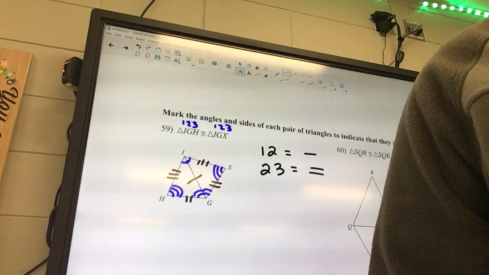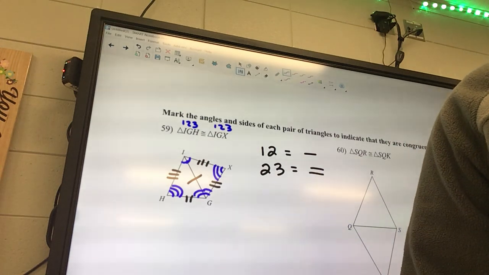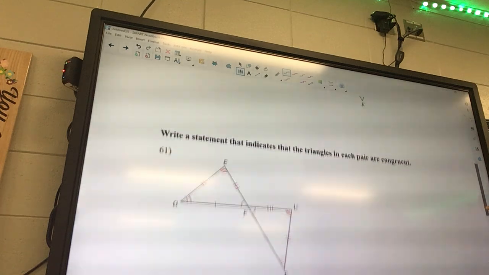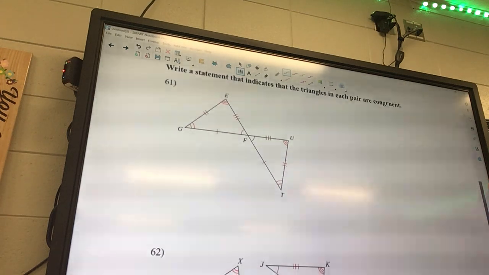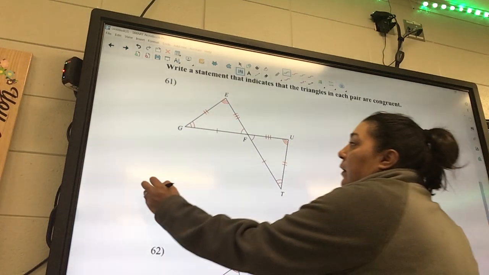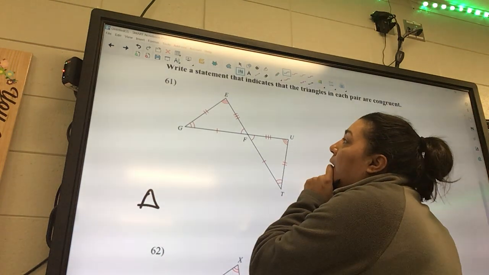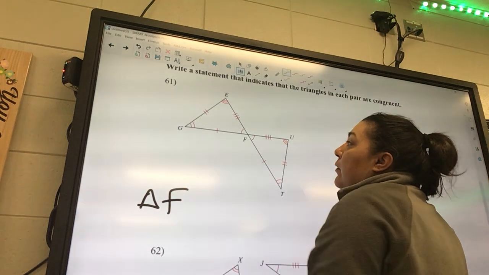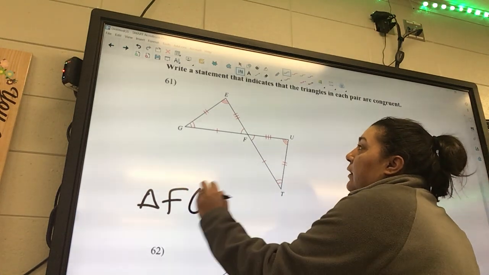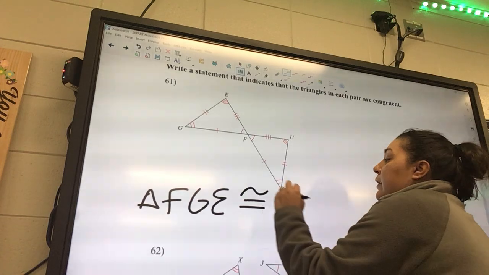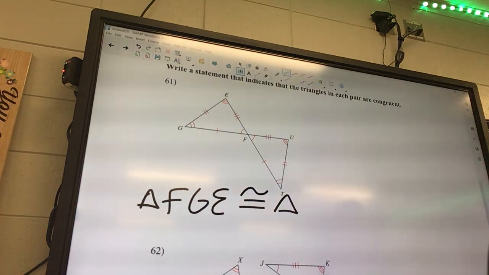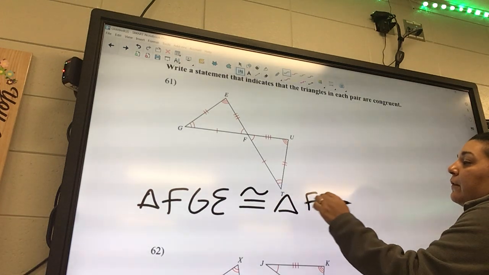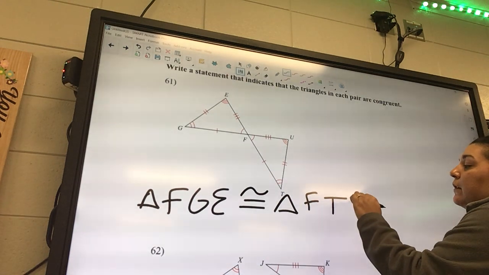Okay, and last one, 61, it wants us to write a congruent statement for the triangle. We start out with rainbow 1. Which is who? What should it be? F, then who? G. G, E, good. Is congruent to triangle what? What about for the second one? F, T, U.